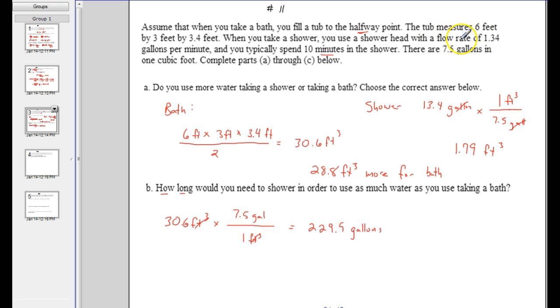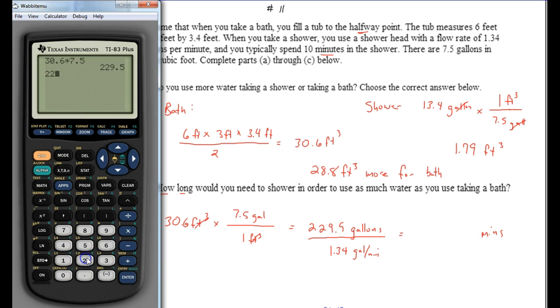Well, if it comes out 1.34 gallons per minute, this is gallons. If we divide by 1.34 gallons per minute, the units that we're going to end up with are minutes. It's just like when we did miles divided by miles per hour, we got hours. Gallons divided by gallons per minute is minutes. So I'm going to take this 229.5 and divide by 1.34, and I get 171.27 minutes.